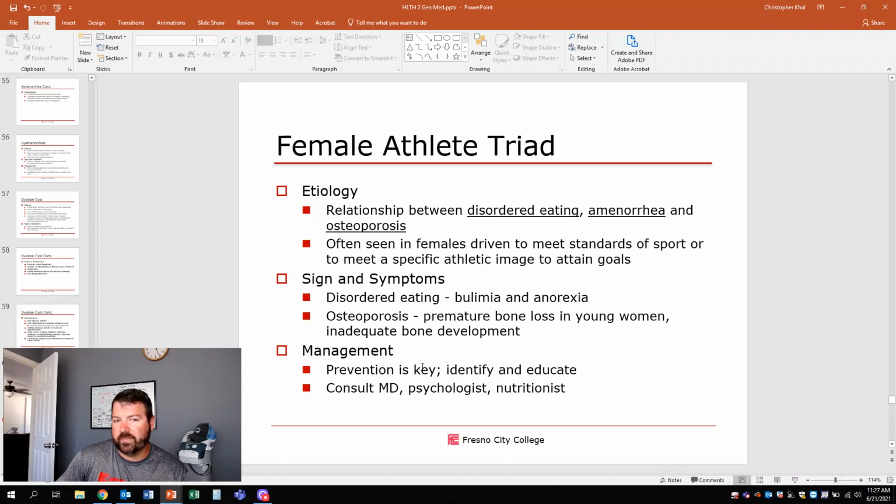Prevention is key for some of this. Identify and educate. Okay, so this is not one person who's going to fix this. This is a group of individuals to help this young individual. One, you're going to need an MD consult, nutritionist, psych services. Not saying that they're crazy, but this is to help overcome that.